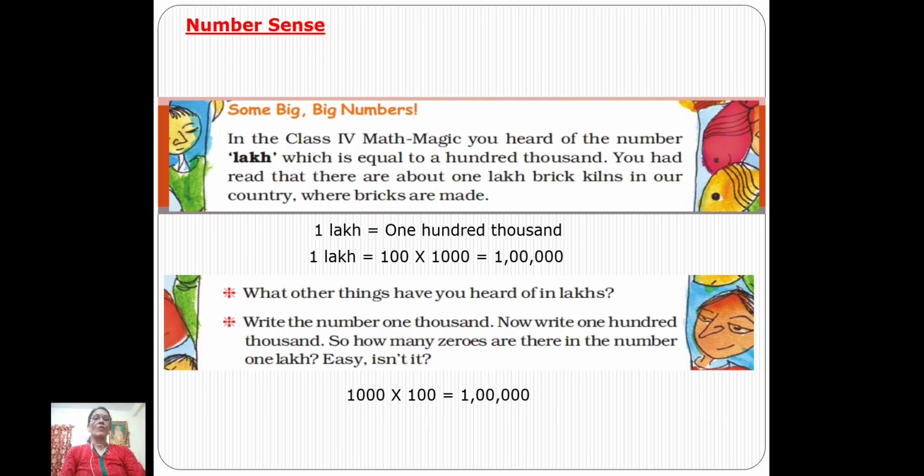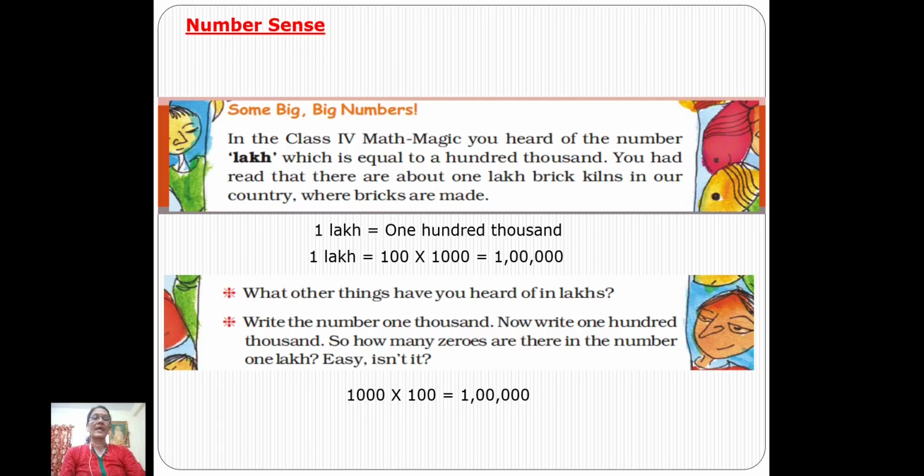Okay. Now we will discuss the same question that I just explained. The next question is, write the number 1000. Now write 100,000. So how many zeros are there? See, what is the question? Write the number 1000. Now write 100,000. So how many zeros are there in this number? First they told us to write 1000 and then they told us to write 100. Now 1000 into 100 and 100 into 1000 is equal to 1 lakh, right?